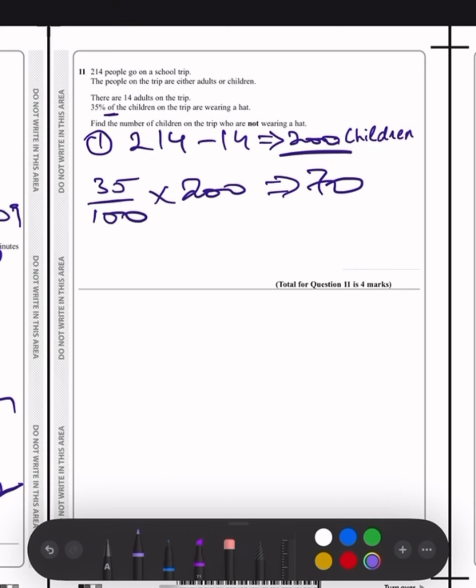So we know 70 of the children were wearing a hat, out of 200. So if 70 were wearing a hat, how many were not wearing the hat? Basically what we do, as the second step, is subtract 70 from 200. That way we get the number of children who were not wearing a hat. So 130 children were not wearing a hat, and that is your answer.